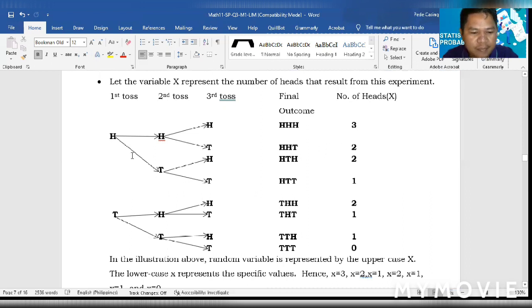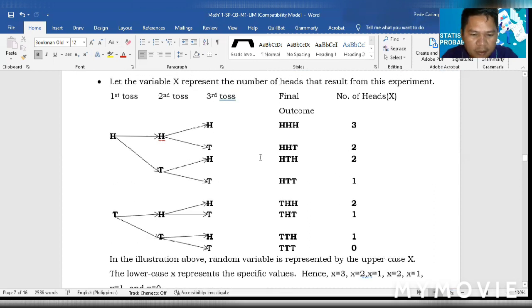Another outcome, HTH. So you write the final outcome, HTH. Count the number of heads. We have 2. Another, we have HTT, for head, tail, tail. So the possible outcome is HTT, and if you are going to count the number of heads, only 1, so you write 1. These are the values of the variable X.